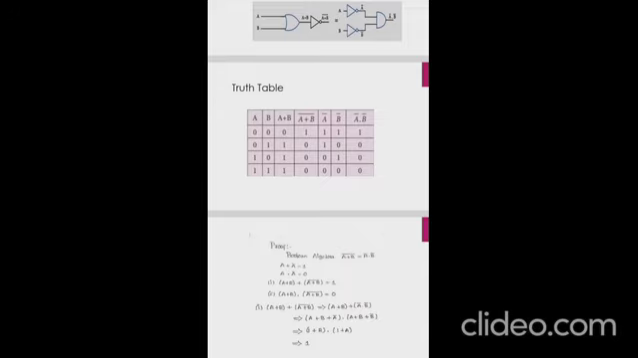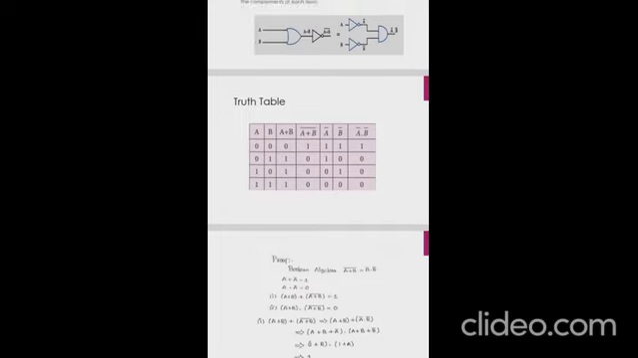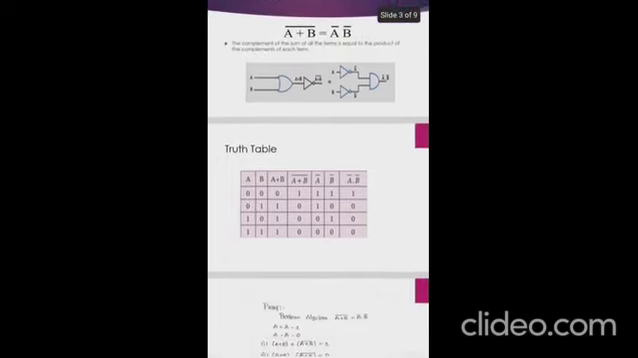We are going to take the inverting operation, that is the NOT gate, A plus B whole bar. So 0 becomes 1, 1 becomes 0. So this is the output of the left hand side, A plus B whole bar: 1 0 0 0.